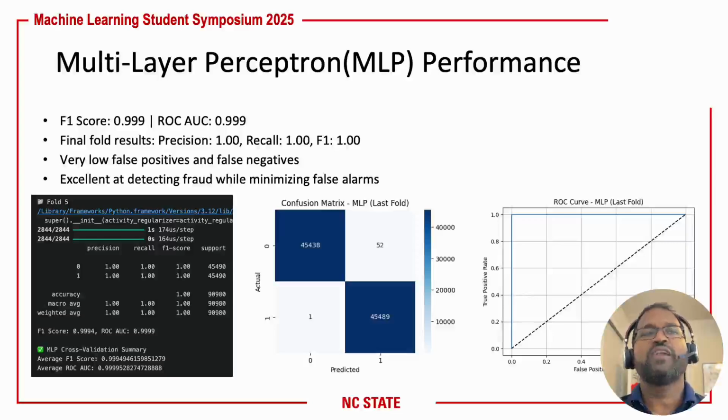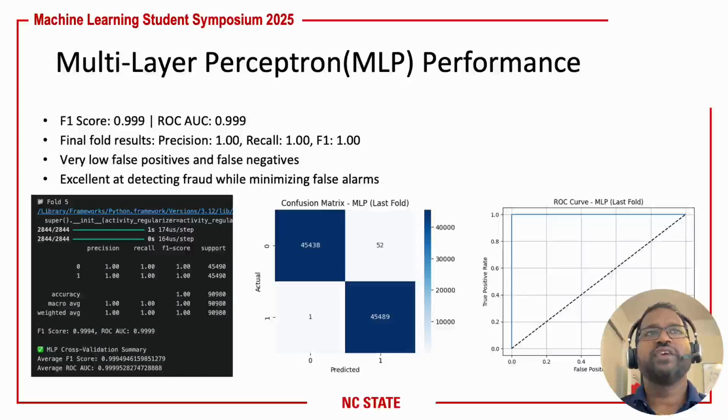The model was compiled with binary cross entropy as the loss function and trained using the Adam optimizer. We used early stopping with a patience of 3 and a validation split of 20% during training. The results were very strong. F1 score 0.999, ROC-AUC 0.999. This indicates that the model was highly successful in identifying fraud while maintaining very low false positives and false negatives.